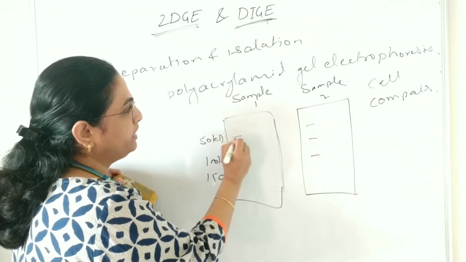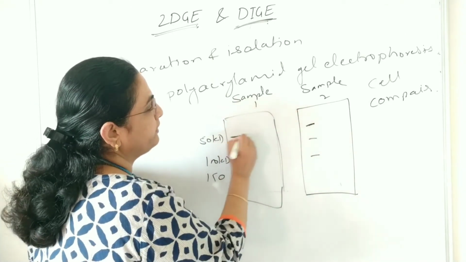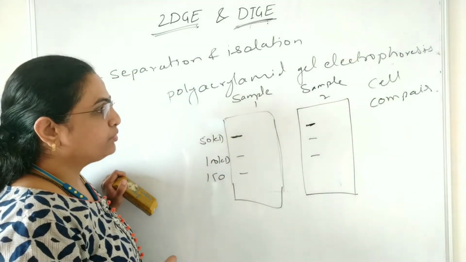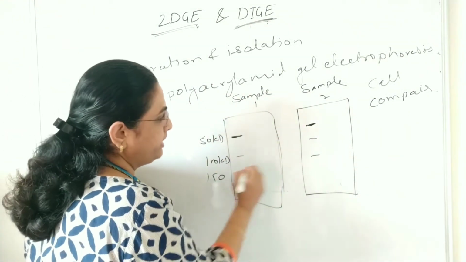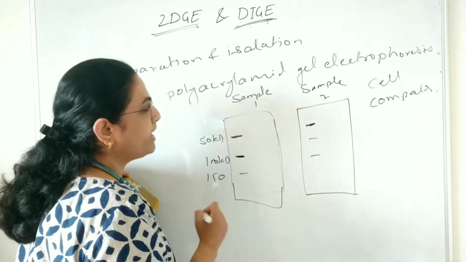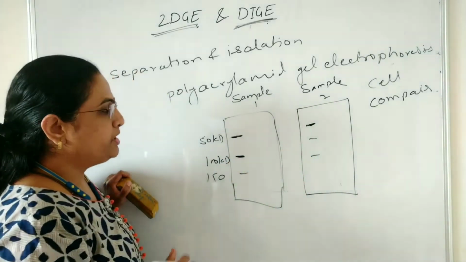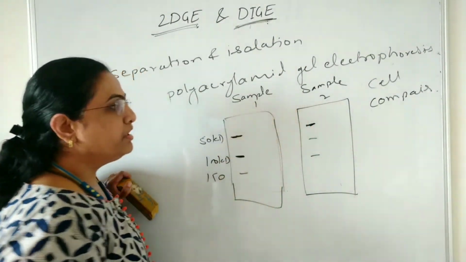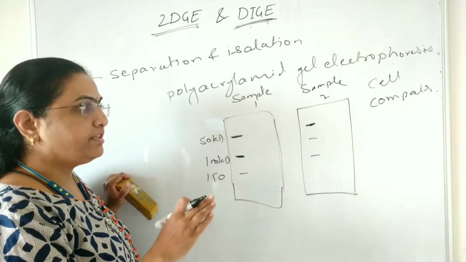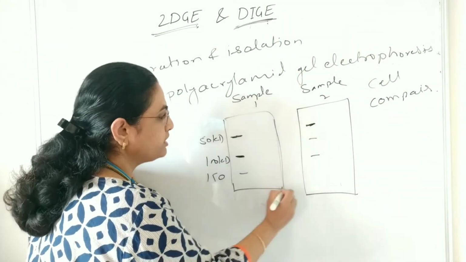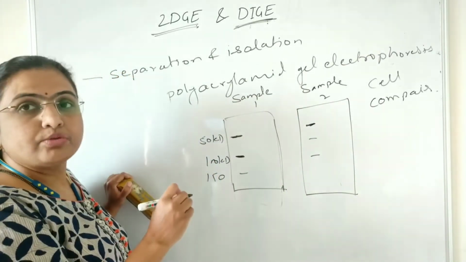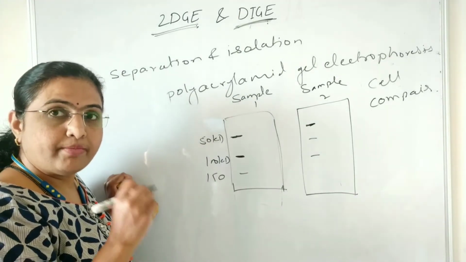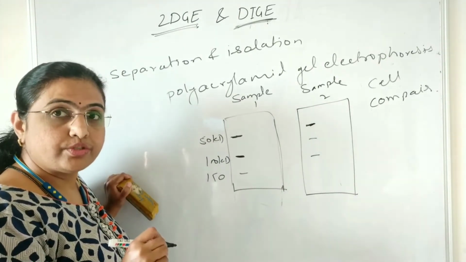Okay, and now you can see that this 50 kilodalton band is present, which means these two proteins are present in both types of cells. And here you can see that the 100 kilodalton band is present, but here it is absent. It means this 100 kilodalton protein is present in sample 1, but it is absent in sample 2. So in this way there is a difference between the two types of cells. So by having two-dimensional gel electrophoresis, what can you do?